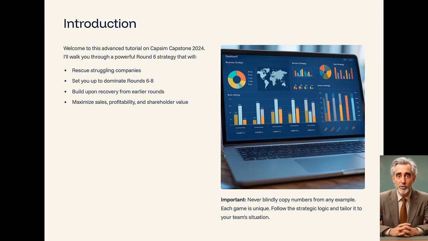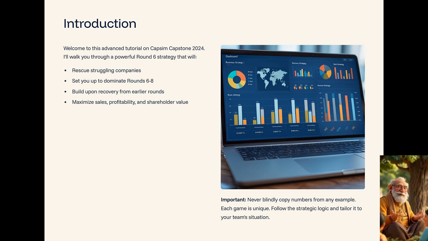This strategy is built around the broad differentiation approach and includes a step-by-step breakdown of decisions in R&D, marketing, production, HR, finance, and TQM. Let's begin with a reminder: you should never blindly copy numbers from any example or video into your simulation. Each game is unique. Instead, follow the strategic logic and tailor it to your team situation and the dynamics of your industry. Now let's dive into the top 10 winning tips and how to apply them effectively in Round 6.